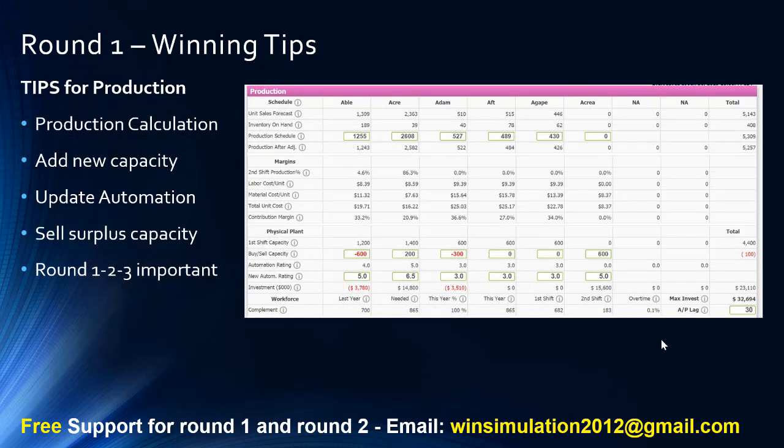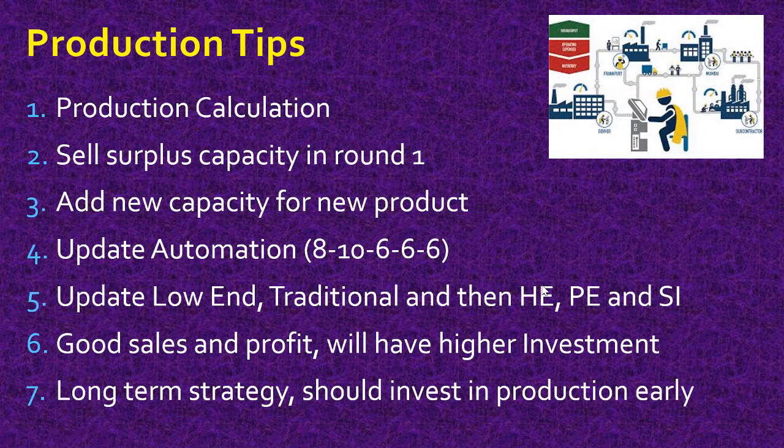Again, the tip for production is the third decision table, but it's also very important. The number here is important. The production is not the real production for this one; it is based on the sales forecast from marketing. So we calculate the production, add new capacity, update automation, and sell the surplus capacity if not needed, right? Rounds 1, 2, and 3 are very important for updating capacity and automation. To make sure we did the right thing, we need to calculate production based on the sales forecast and inventory from last round. We can check those in the career report.